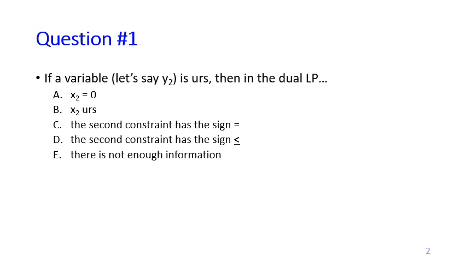The first question: if a variable, let's say y2, is URS in the primal LP, then in the dual LP, choose the correct statement. I will pause the video to give you time to think, and then I will give you the answer after that pause.